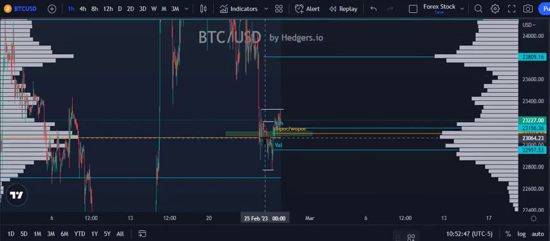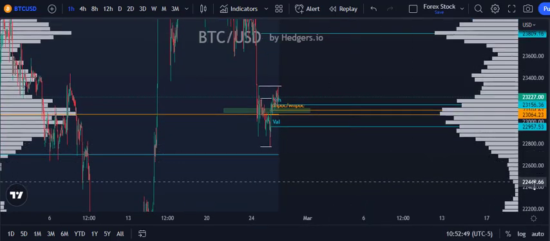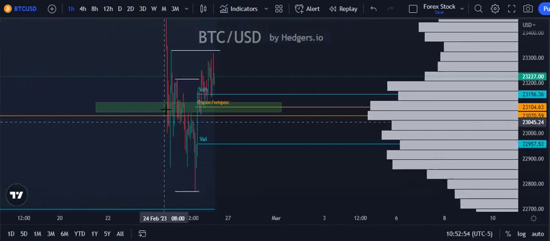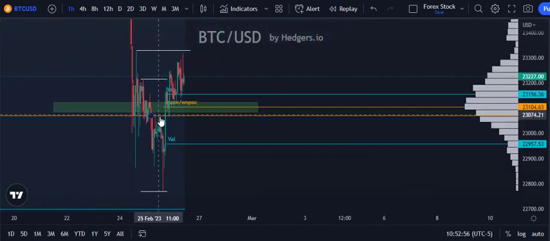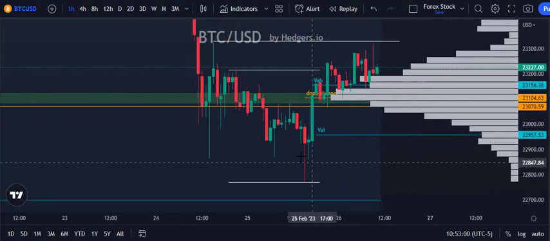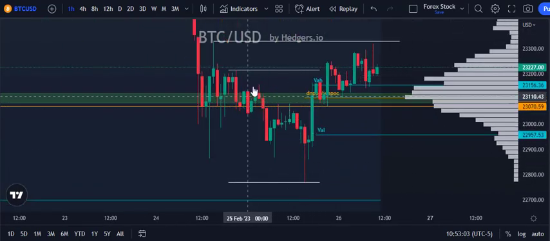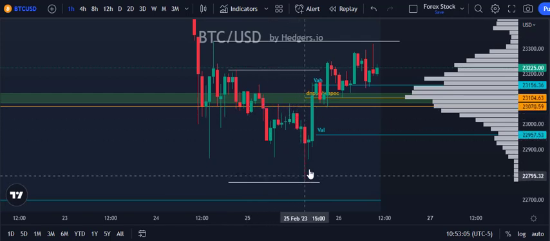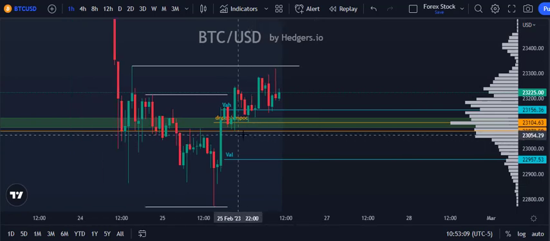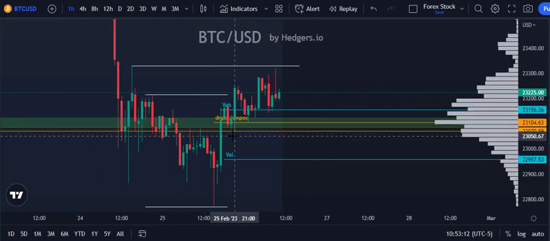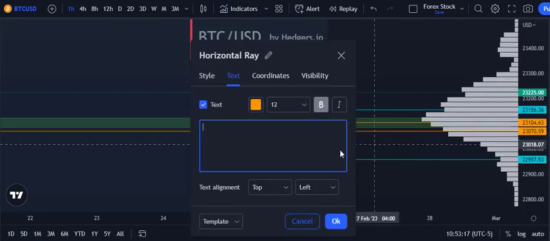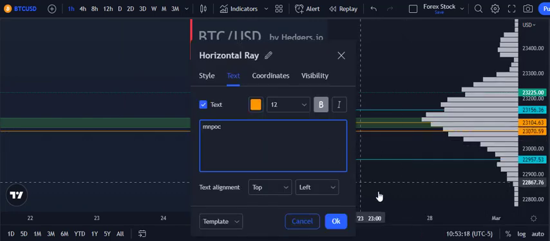You see, a ballpark area, yes, and it sliced through it, then rejected, then made support above it. Previously it rejected here, sliced through it, rejected here, found some support below it, then made support above it, flipped it into support, and is moving back up, making higher lows and higher highs right now. So this is your MNPOC, the monthly naked point of control as well.